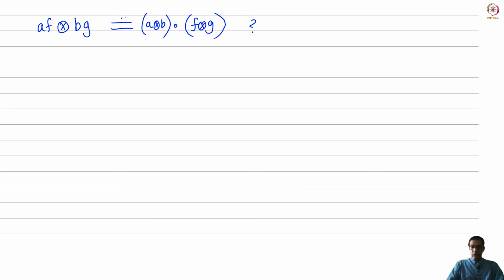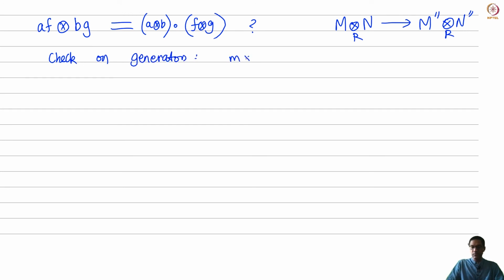Okay, now to check a thing like this, it's actually enough to check it on the generators, right? They're both Z linear maps, they're both maps with the same source and the same target. So you just need to show that both maps agree on the generators. So check on the generators. So what are the generators? Well, we'll just take the ones of the form M tensor N. Let's just check it on these decomposable tensors.